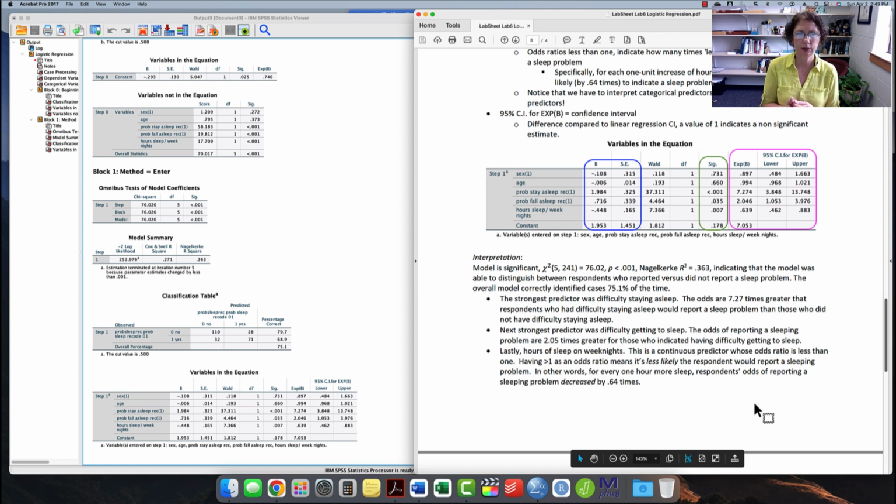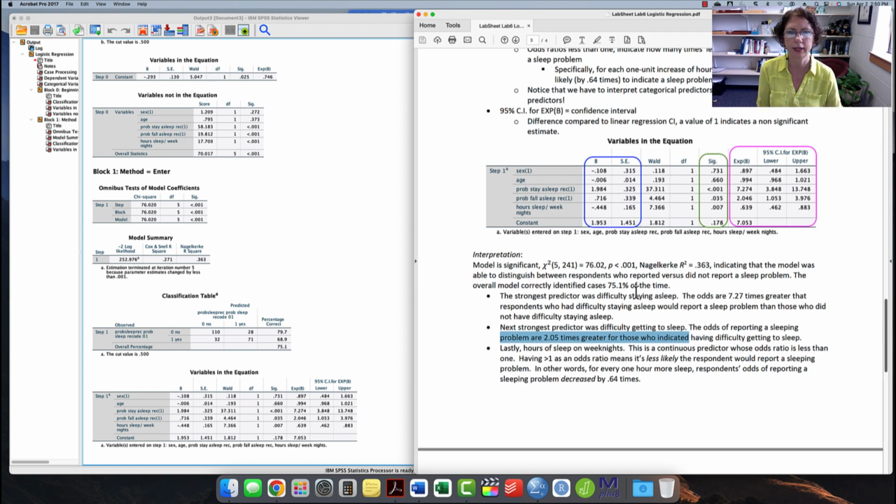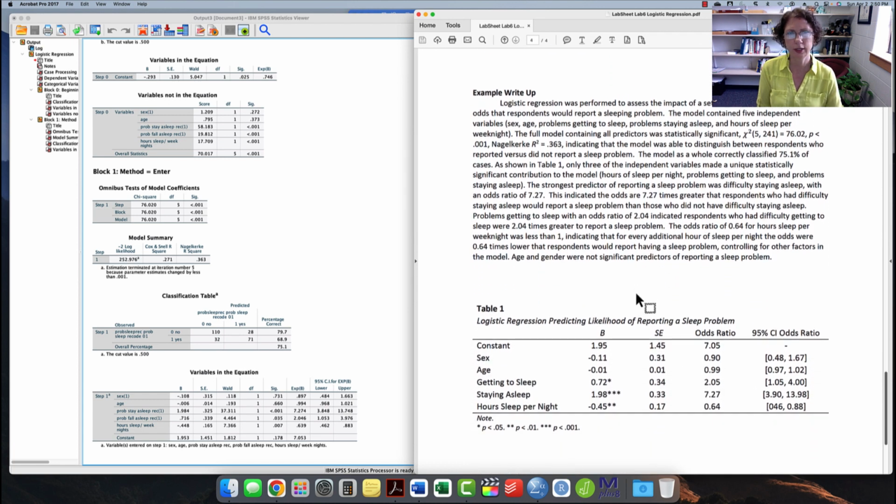Like I said, this continuous predictor gets a little hairier. Having a less than 1 odds ratio means it's less likely the respondent would report a sleeping problem for every 1 hour more of sleep because it's continuous. Whereas our categorical ones, we just look at it as those who do report a problem in this area, like falling asleep or staying asleep, would be that many times greater of indicating problems sleeping. And it's greater because it's over the value of 1. Okay? All right. So that's the tricky part there.